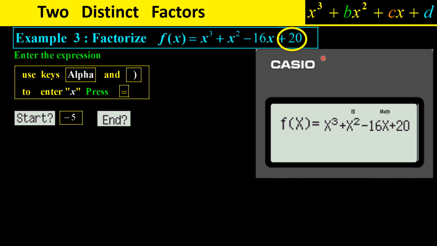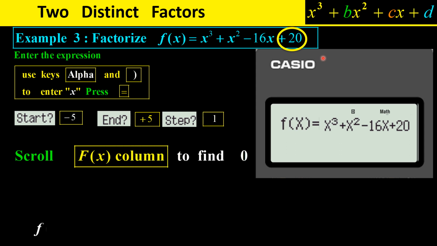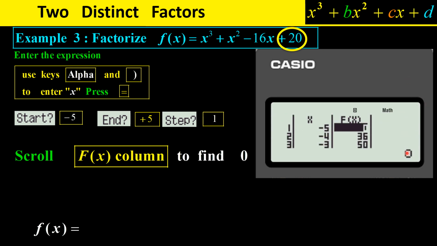We take negative 5. We start at negative 5, we end at positive 5, and our step would be 1. That's the default step always. We then scroll down. Now we're ready to get our factors. Let's scroll down and see. The first value we get is f(negative 5) is going to give me a 0. Okay. So if f(negative 5) is 0, then x plus 5 would be the factor.